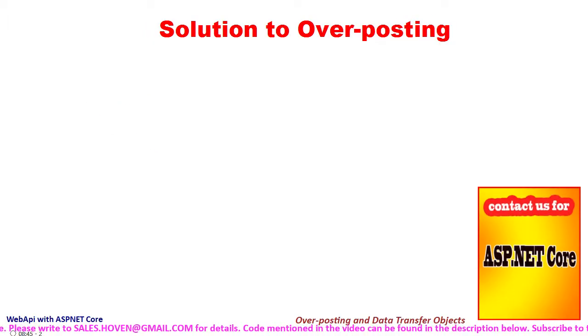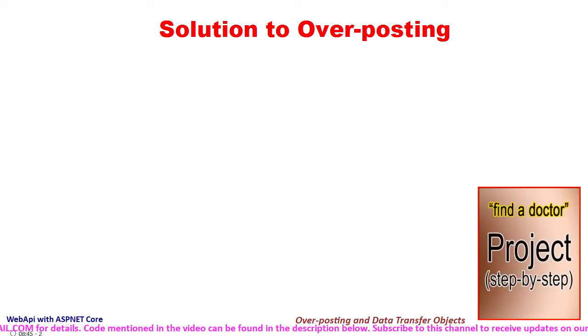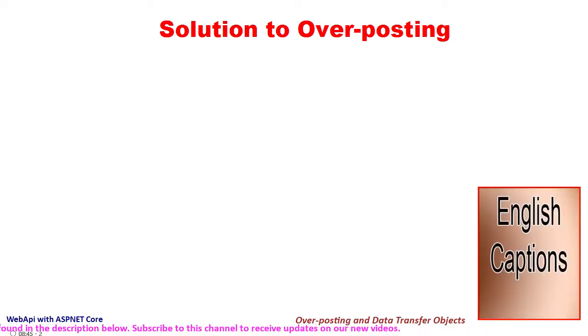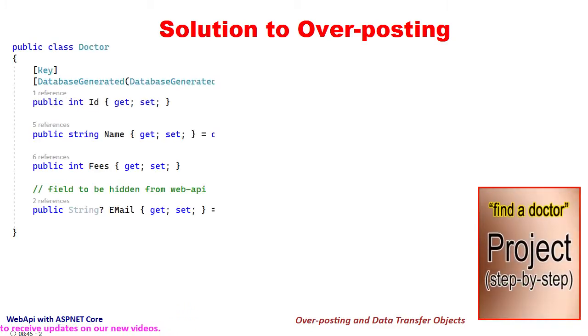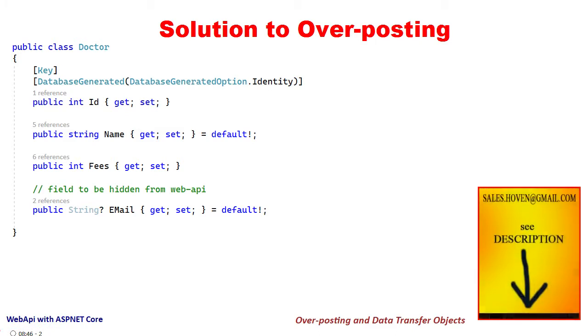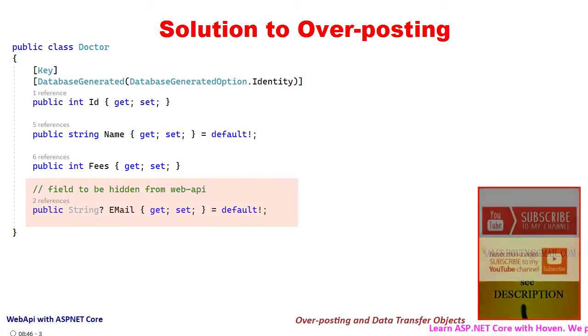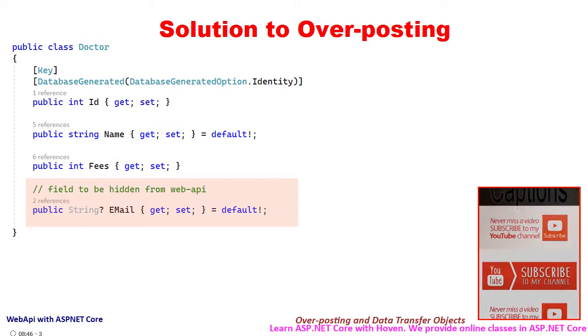One solution is to use a shadow model class that contains just the properties that we want exposed. A shadow model class with only the properties that are relevant for our communication. Such a class is called a data transfer object. Consider a model class such as this one. This class is the same doctor class that we have been working with, except a new property for email that we want to hide from every web API communication.